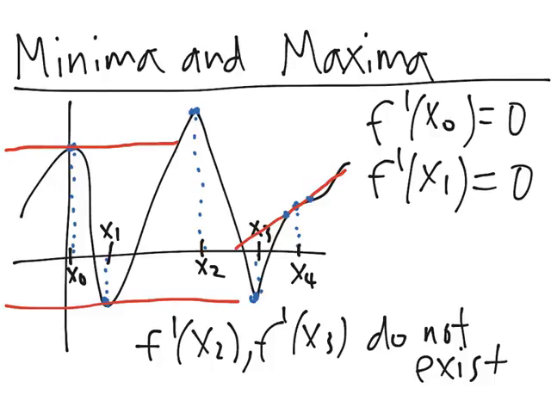So in general, when we want to find the minima or maxima of a function, then we look for the points where the derivative is either 0 or does not exist. However, these points are not always going to be minima or maxima.